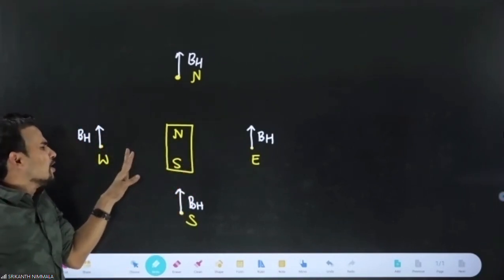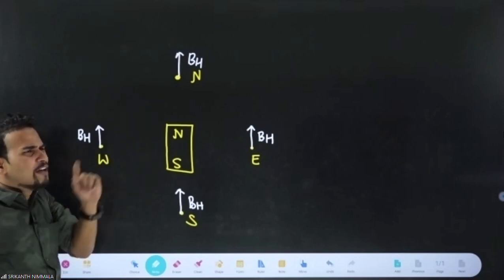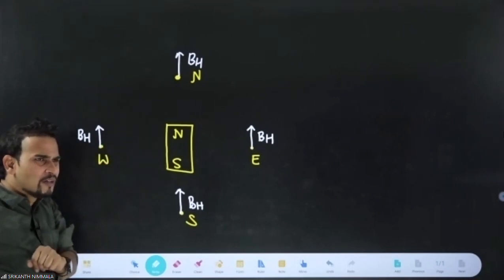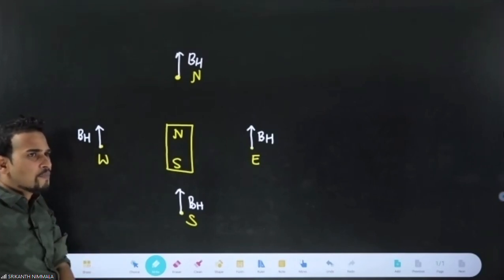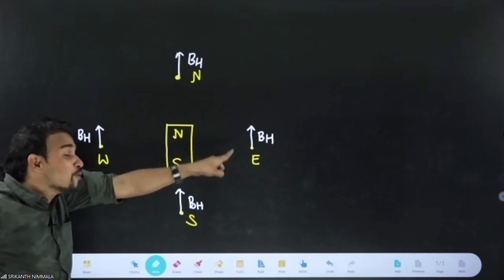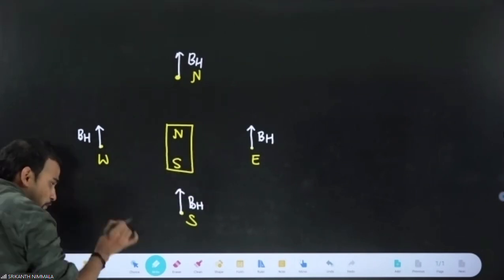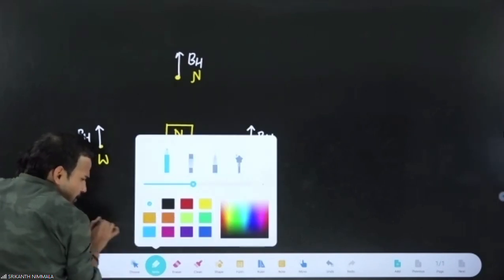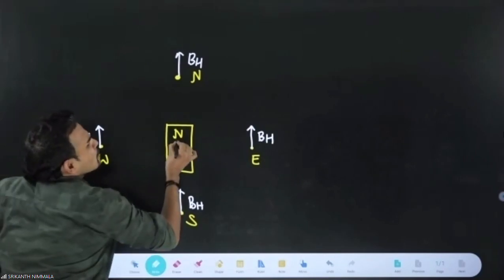You tell me, in order to get a null point, this magnet should also produce a field. And in which direction should this magnet produce the field? Yeah, it should produce a field opposite to BH. If you observe, you can get it from here. Here I'll simply say, okay sir, you said about Earth's magnetic field, BH everywhere. But this magnet is also there now.